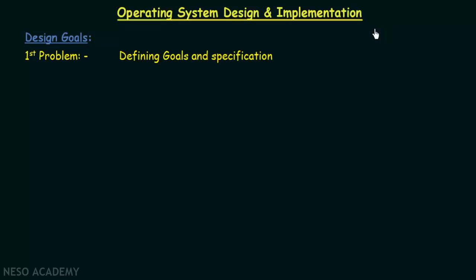Talking about the design goals, the first problem that we face is defining the goals and specification. Now, why is this a problem? This is a problem because it is not very easy to specify all the goals and specifications that we need for an operating system. That is because depending on the kind of users and the kind of system requirements that we have, there may be different sets of requirements and goals. And it is not actually possible to fulfill all those goals and requirements. So that is why we call it a problem.